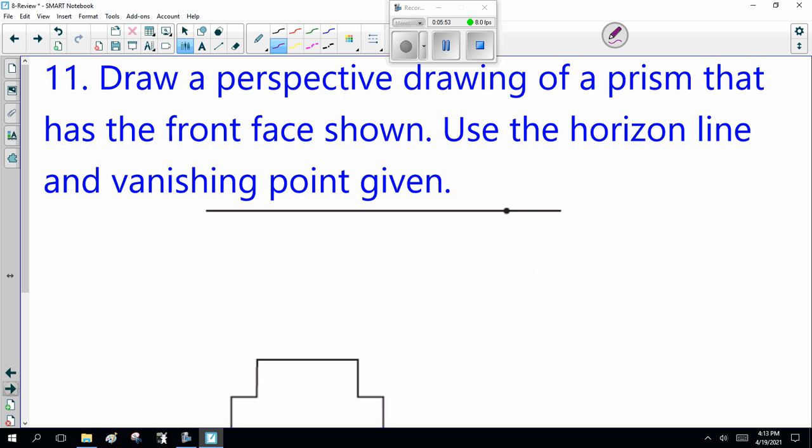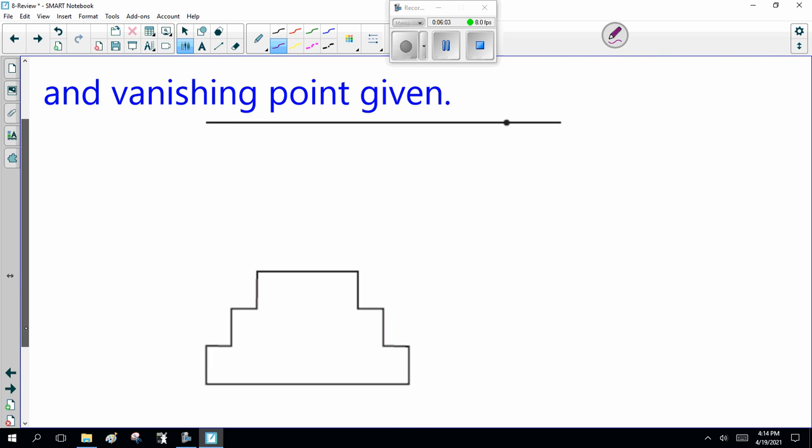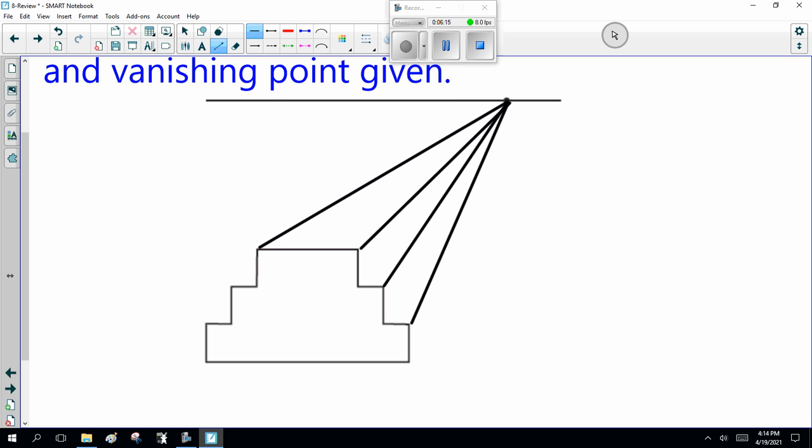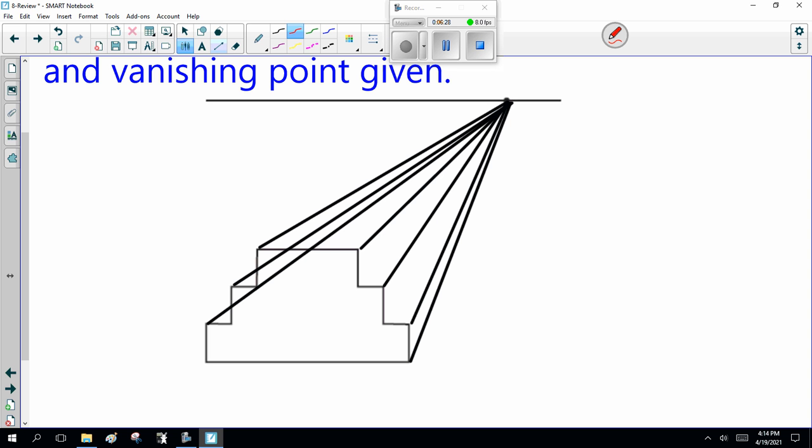Now, orthographic? No. One point perspective. Draw a perspective drawing of a prism with the front face shown. Use a horizontal line and vanishing point to begin. Please, guys, use a ruler. I'm going to try doing it here as best I can. That's one, two, three, four, and note. Well, I choose a point, part way back. Now, careful, this is the top here, so I go across like this, and reach this side, and I go down.